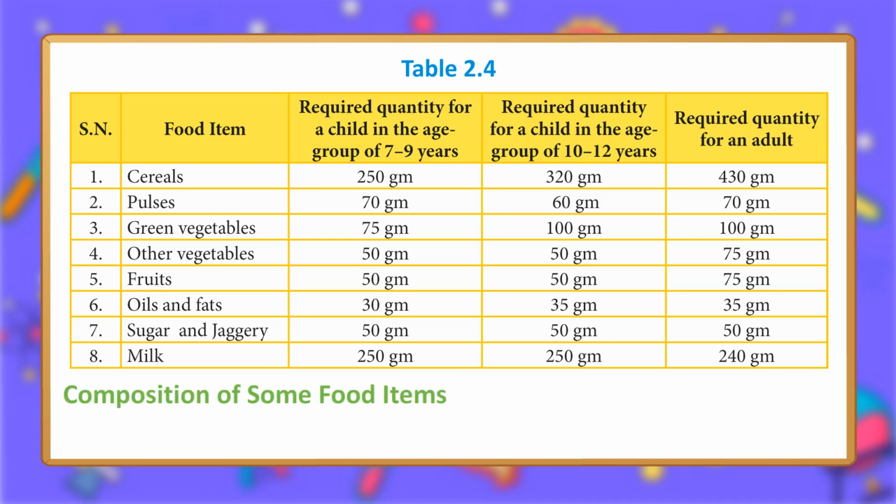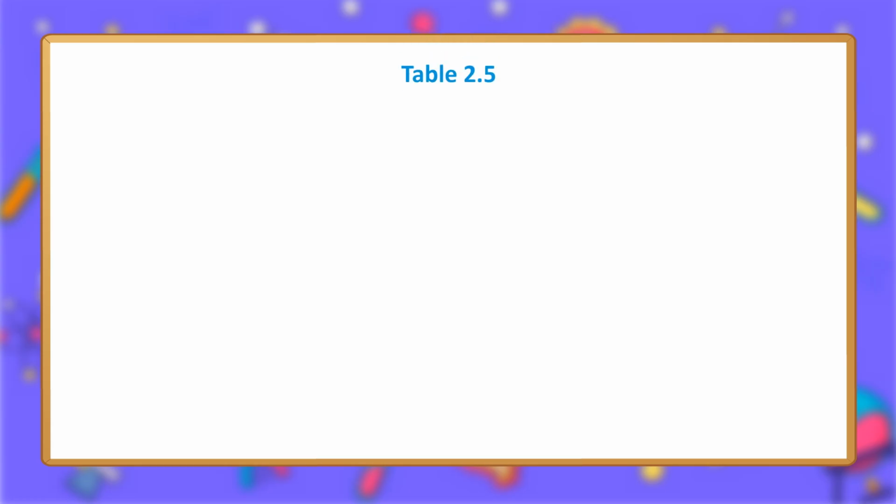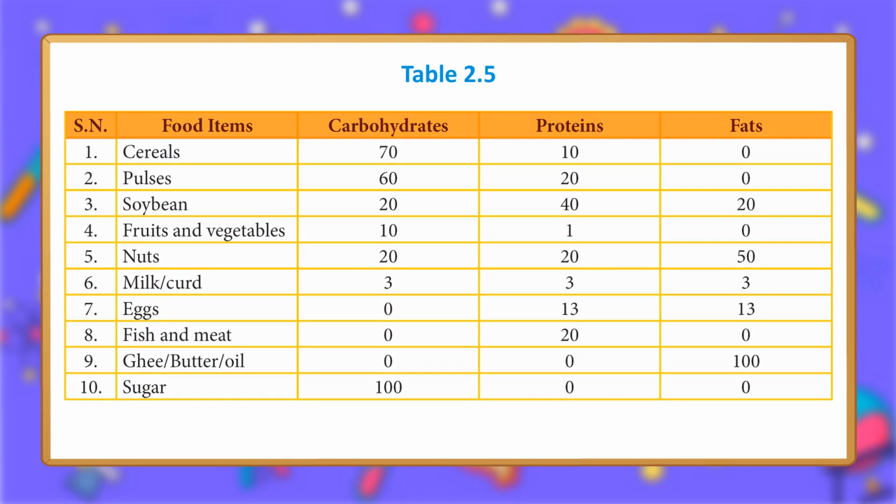Composition of some food items. Table 2.5 provides percent composition of nutrients in different food items. Table 2.5. Food items, carbohydrates, proteins, fats. 1. Cereals: 70, 10, 0. 2. Pulses: 60, 20, 0. 3. Soybean: 20, 40, 20.